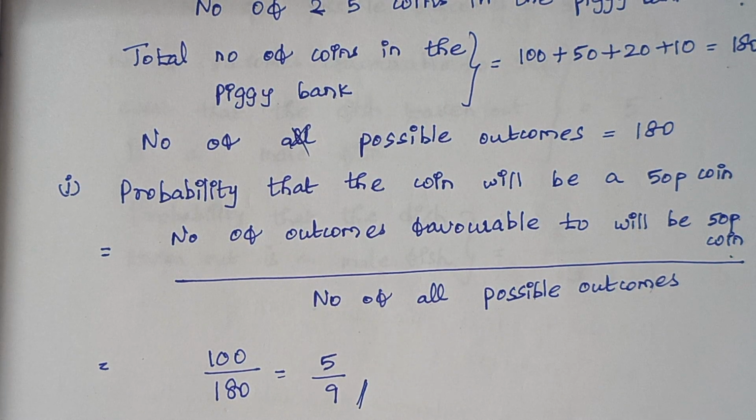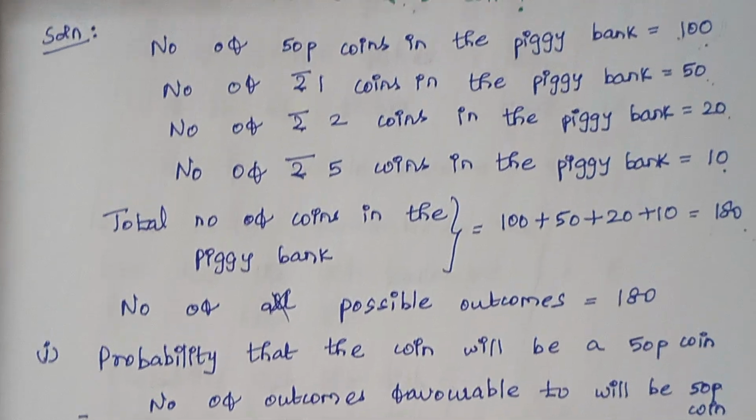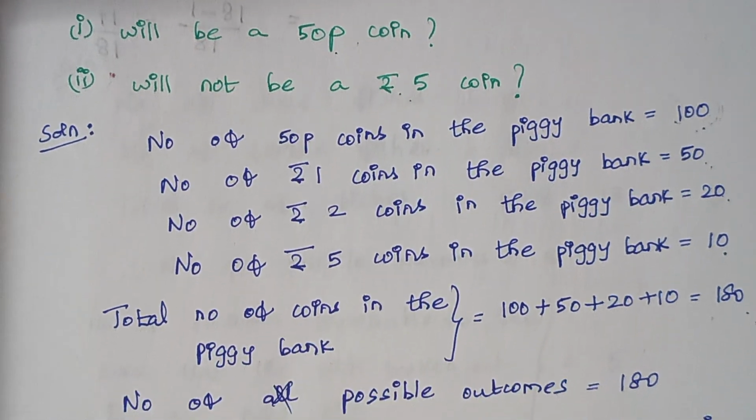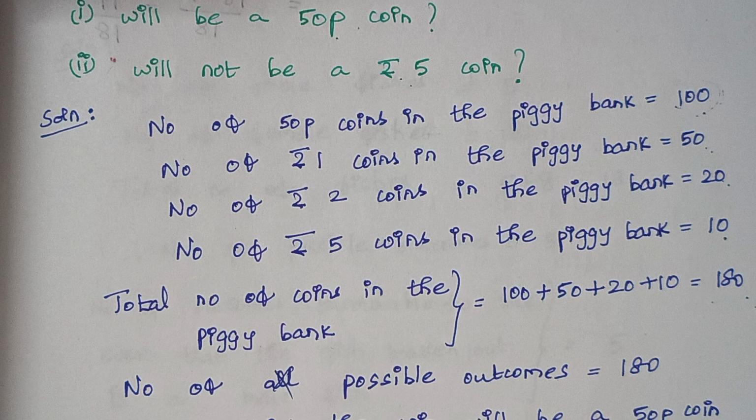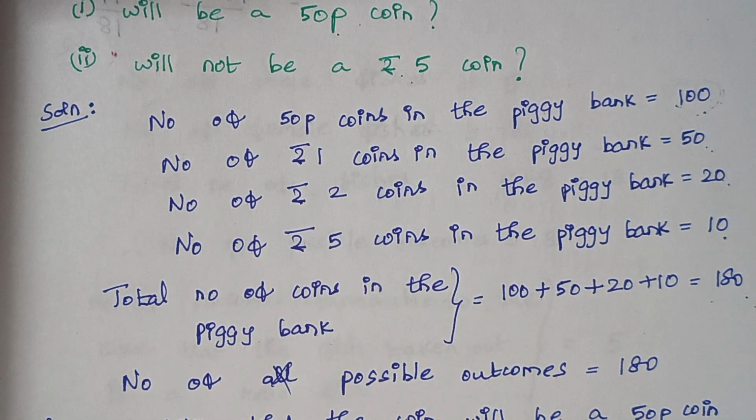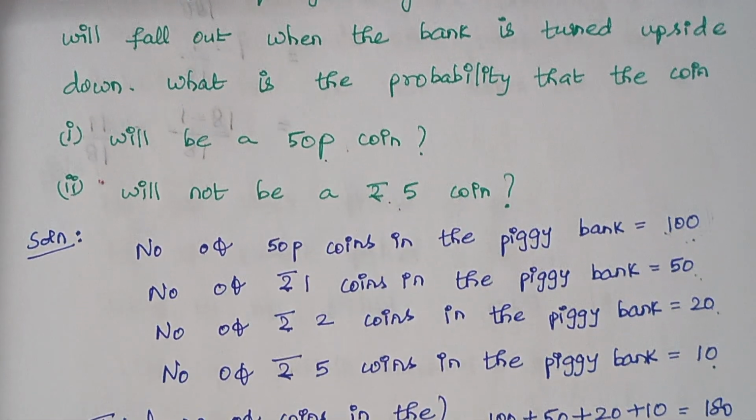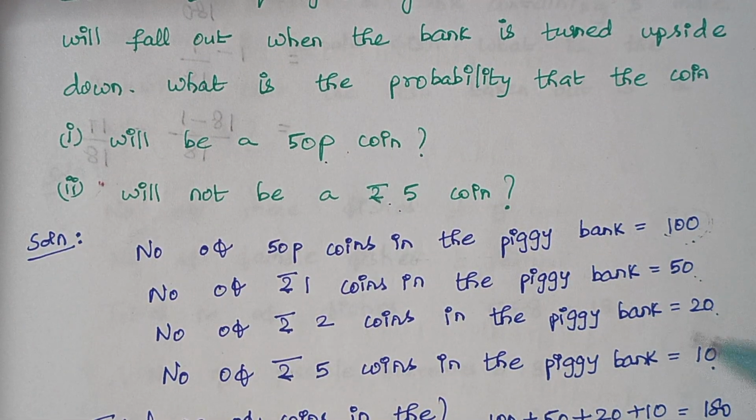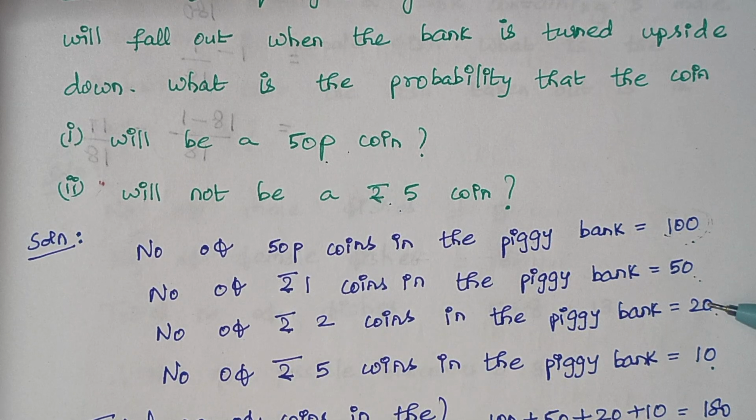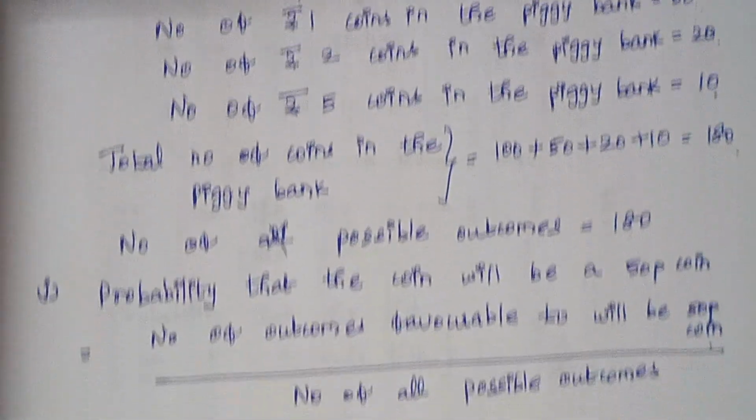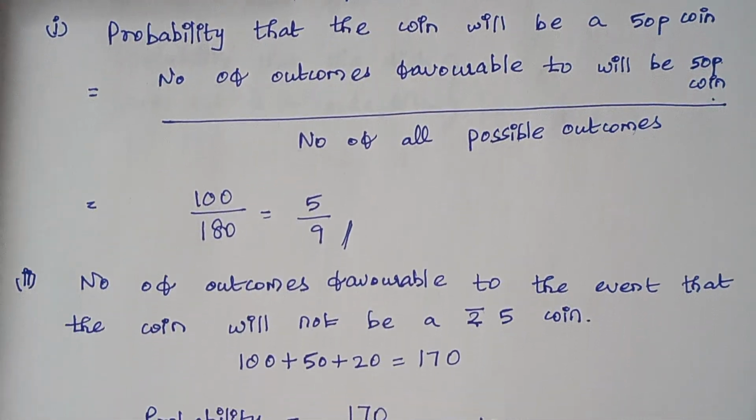Now the second option is the probability that the dropped coin will not be a 5 rupee coin. Here you just neglect the 5 rupee coins. When you neglect them, what are the remaining coins? We have 50 paise, 1 rupee and 2 rupee. When you add, 100 plus 50 plus 20 makes 170. So among these 170 coins, one coin may drop out.